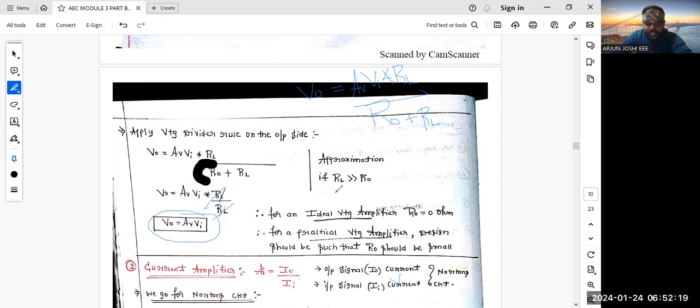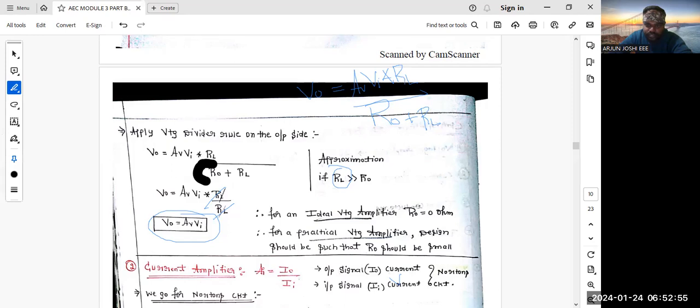So what is the condition here for an ideal voltage amplifier? Just concentrate on Ro. On the input side, we concentrate on the input resistance, and on the output side, the output resistance. For an ideal voltage amplifier, Ro is 0. We need not worry about RL. We just concentrate on Ri and Ro. So here Ro is 0. Practically, we need to select a minimum or small value for Ro.